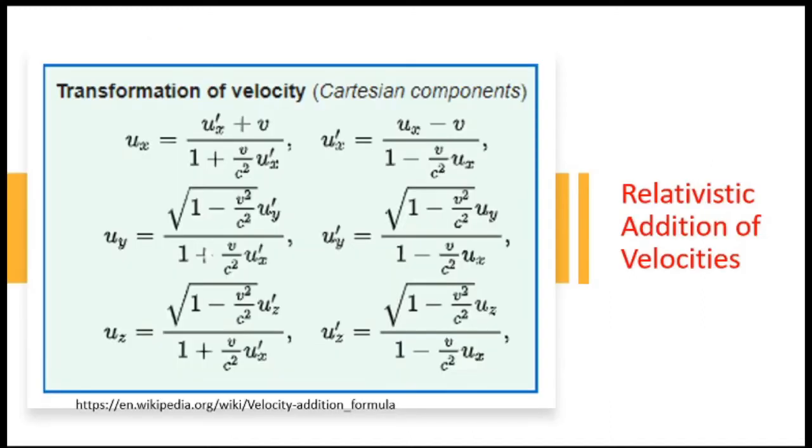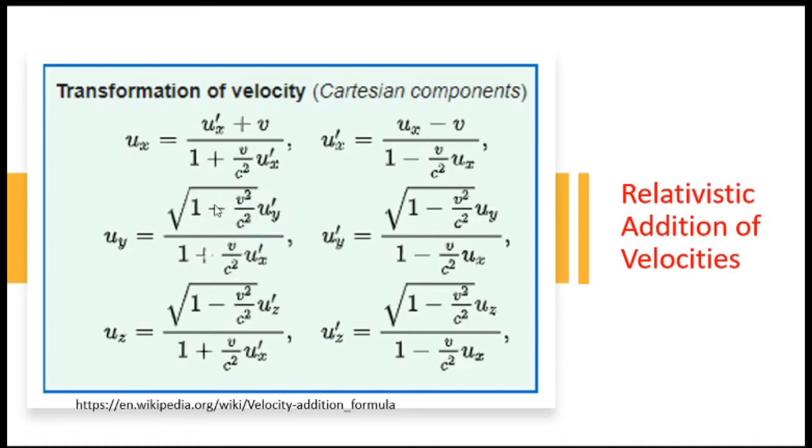Now, if you observe this equation in the Cartesian coordinates, we have ux is equal to (ux dash plus v) divided by (1 plus v upon c square ux dash). uy is equal to under root of (1 minus v square upon c square) uy dash upon (1 plus v upon c square ux dash). How did I get this under root of 1 minus v square upon c square here?